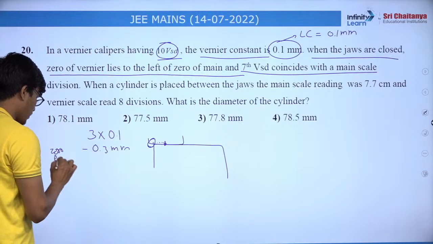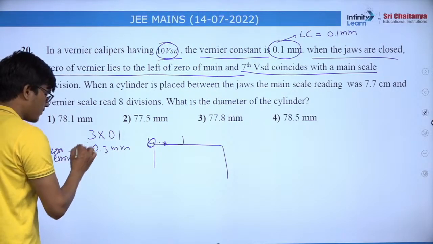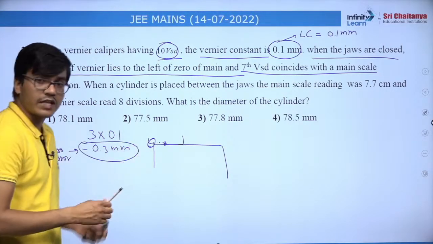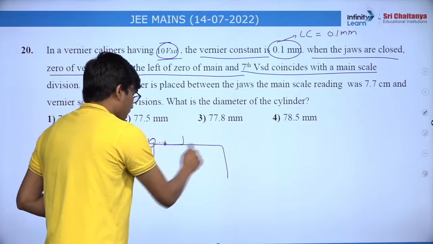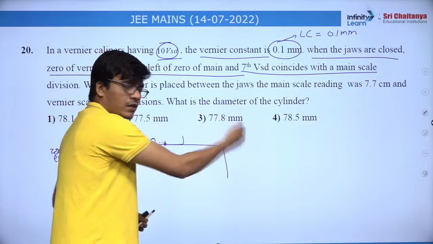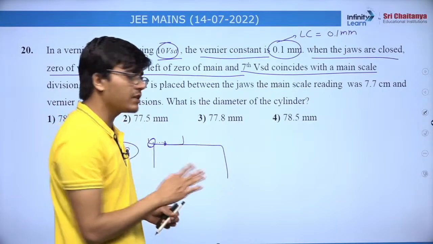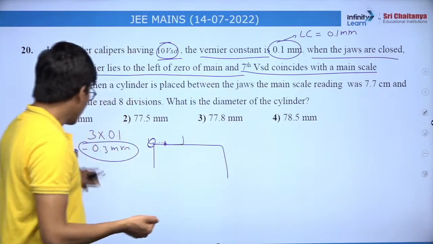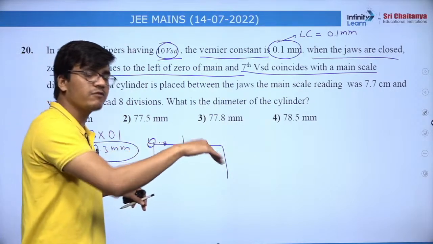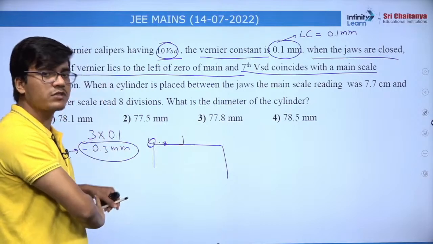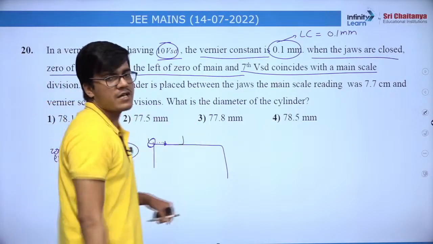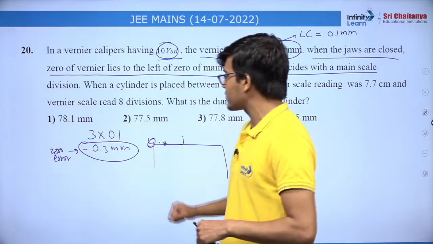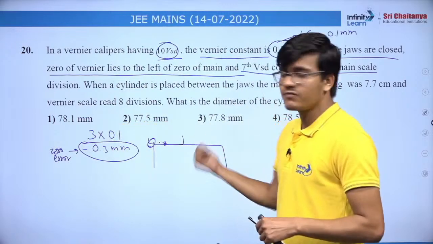This is the zero error. Why am I writing this? In physics we define this error as negative zero error, and if this scale is ahead of the 0 of the main scale, then we say positive zero error. For negative zero error, in the final result we will just add it, and if we have positive zero error, in the final result we will subtract it. So if you have negative zero error, we have to add this in the final result.